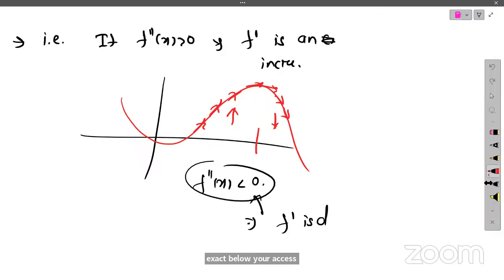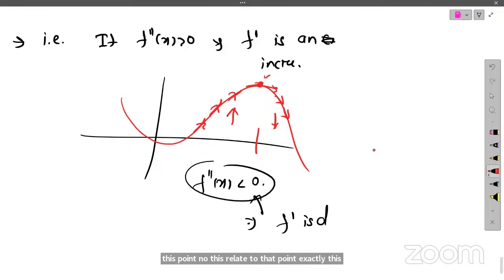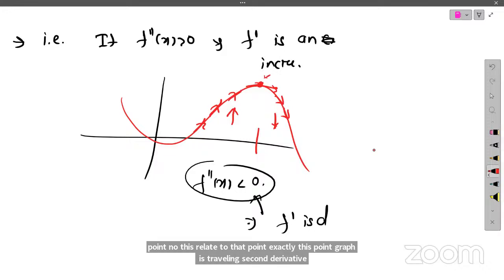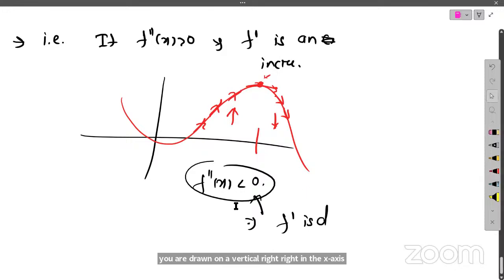Means? So this point, no, this related to that point, exactly this point. The graph is traveling, second derivative. I hope if you graph the things now after the second derivative, that is passing through this particular x-axis line. You are drawn on a vertical line on the x-axis. That particular axis is going that curve.